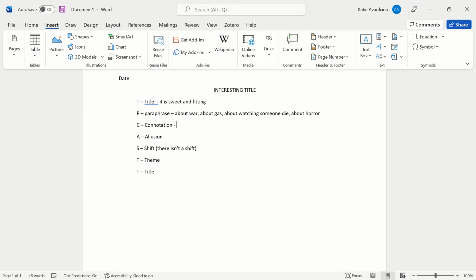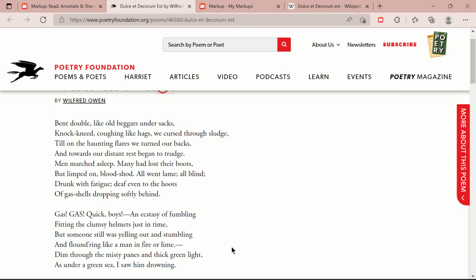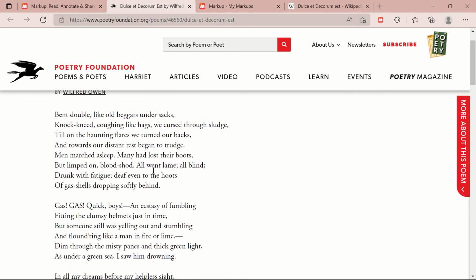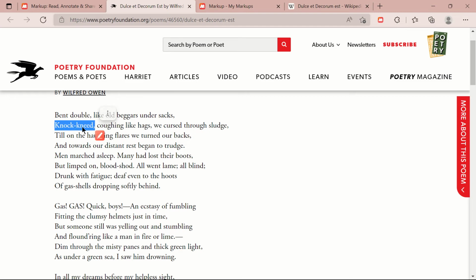Our C, connotation. So we're looking for any words here that have any really important connotations to us. And there's a couple, right? I really like how Owen uses these hyphenated adjectives, right? He has a couple of them. He has knock-kneed. He has bloodshod. And I think that's just a really interesting way to get across a lot of information in one combined word. So those connotations to me say something about how people are feeling, how people are looking.